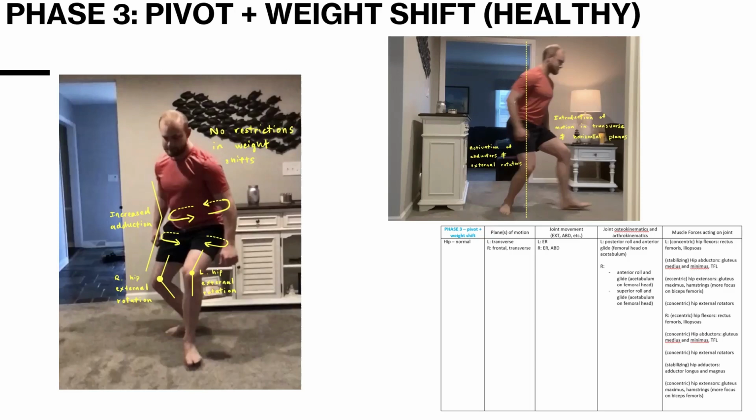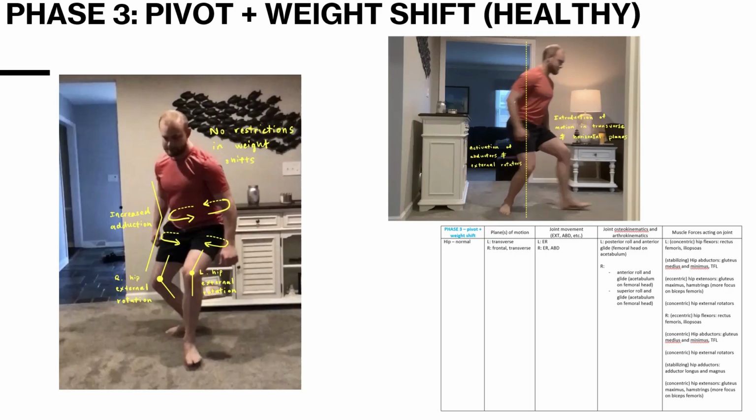Left hip flexor rectus femoris and iliopsoas are concentrically contracting. Hip extensors are also firing to stabilize the hip. Gluteus maximus and hamstrings are eccentrically contracting. Hip abductor, gluteus medius, minimus, and TFL are concentrically contracting to control the pelvis level. The hip external rotators are concentrically firing to turn the hip externally.